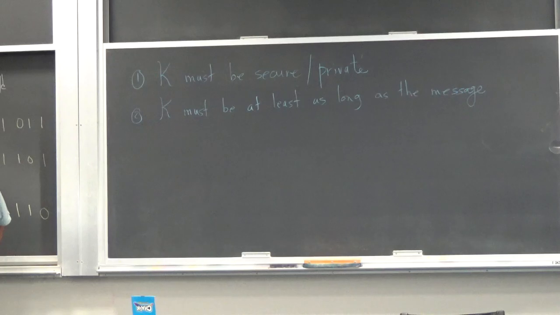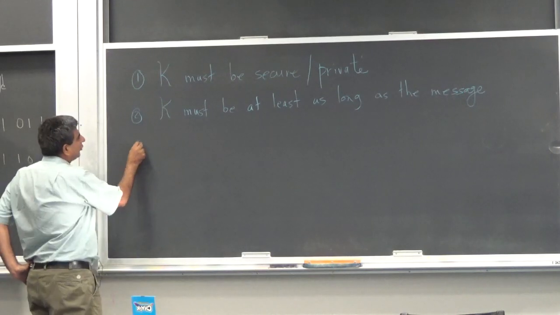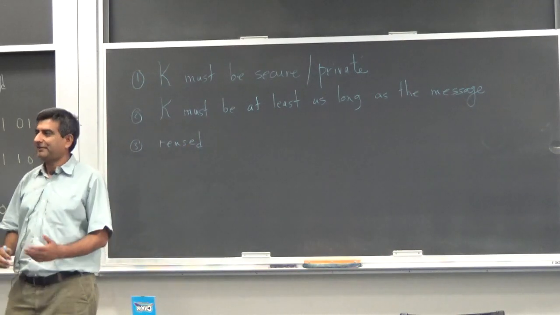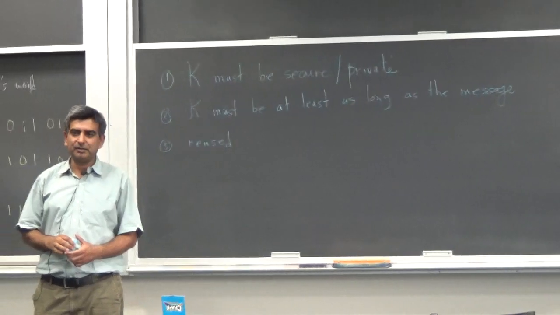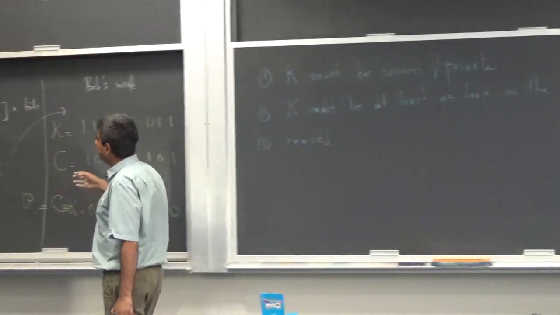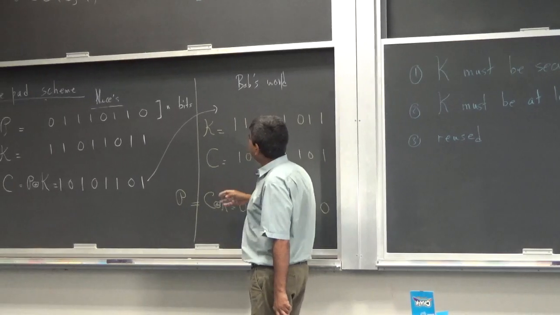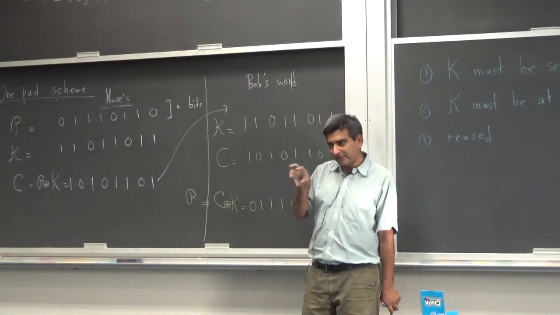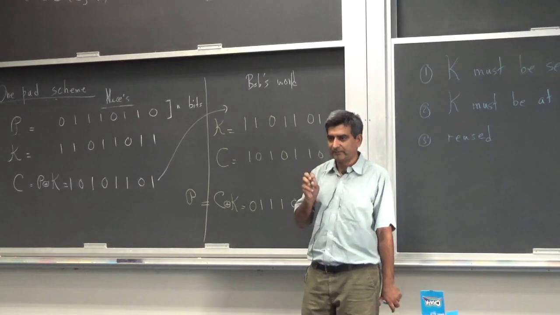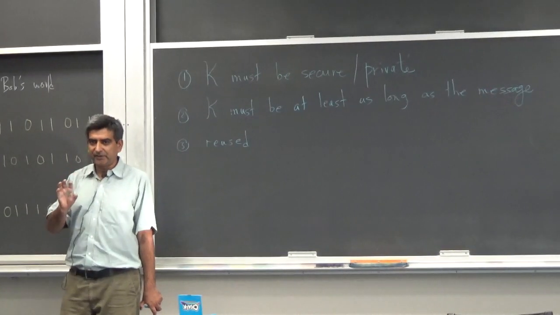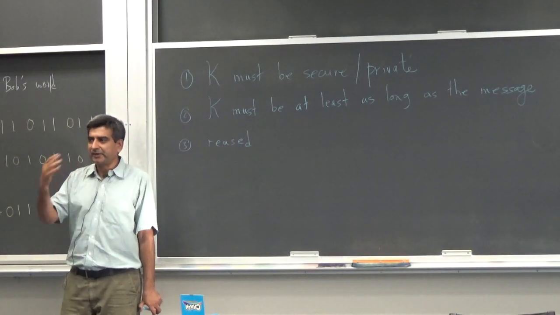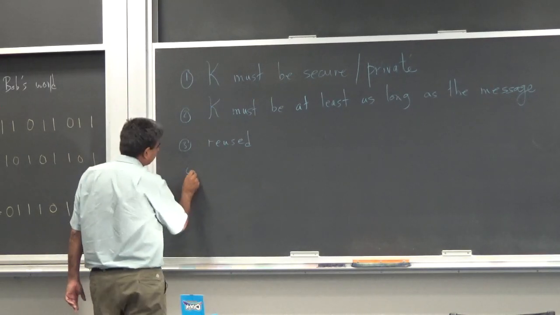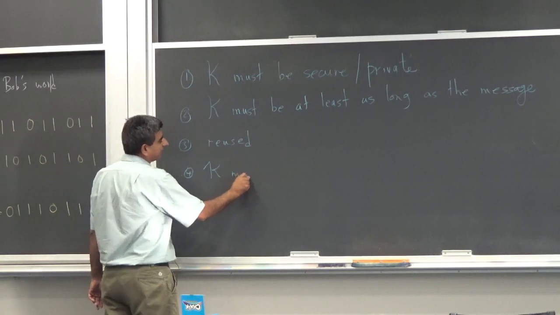It can only be used once. Right, so it cannot be reused. Every time a new message has to be transmitted, a new key has to be generated, right? Because if the same key is used over and over again, Eve might spoof the messages and try to recover what the key is or what the key looks like. So for pure privacy and security, the key has to be regenerated each time a new message is sent out. The fourth thing we've already mentioned is that the key must be truly random.